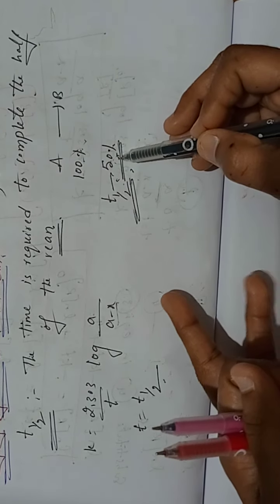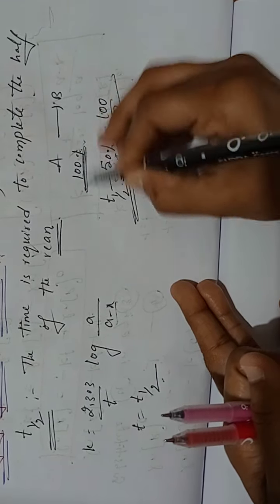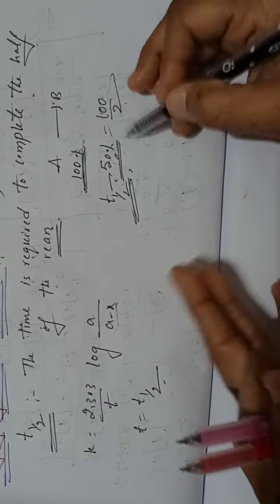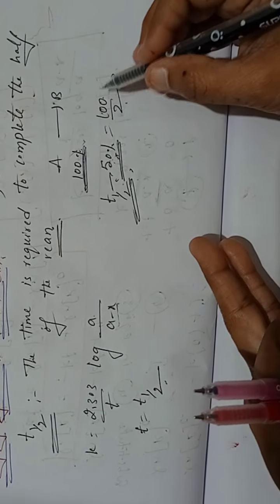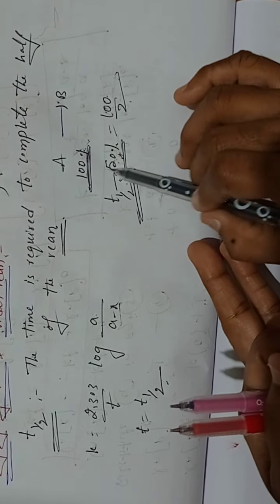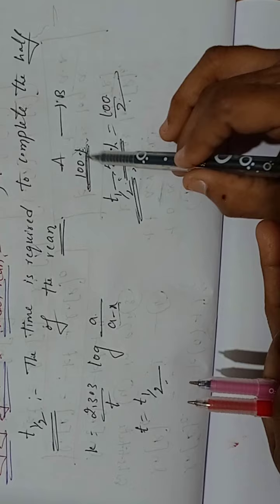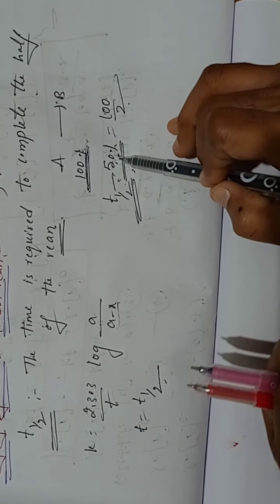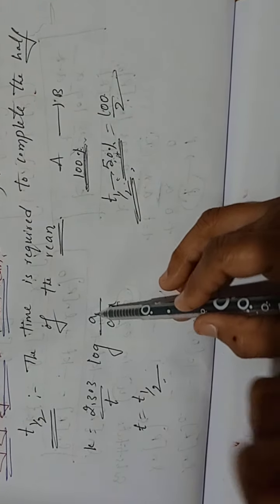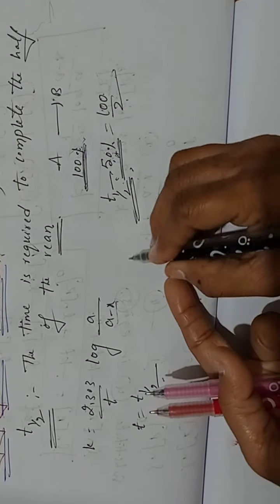Are you following? That means 50, how did we get it? Initial concentration 100 divided by 2, half we calculated, then you will get 50. Understanding? So this is 50%. How did we get 50? Initial concentration by 2. So like that only, it is the initial concentration. This is the final concentration. How much is the final concentration?